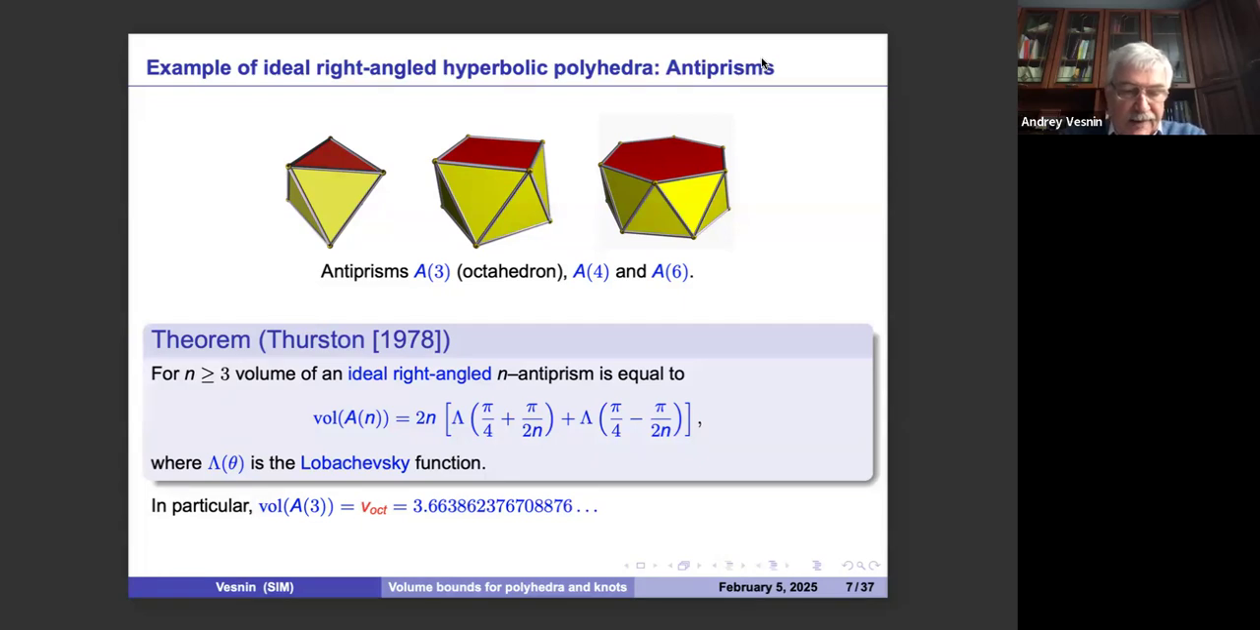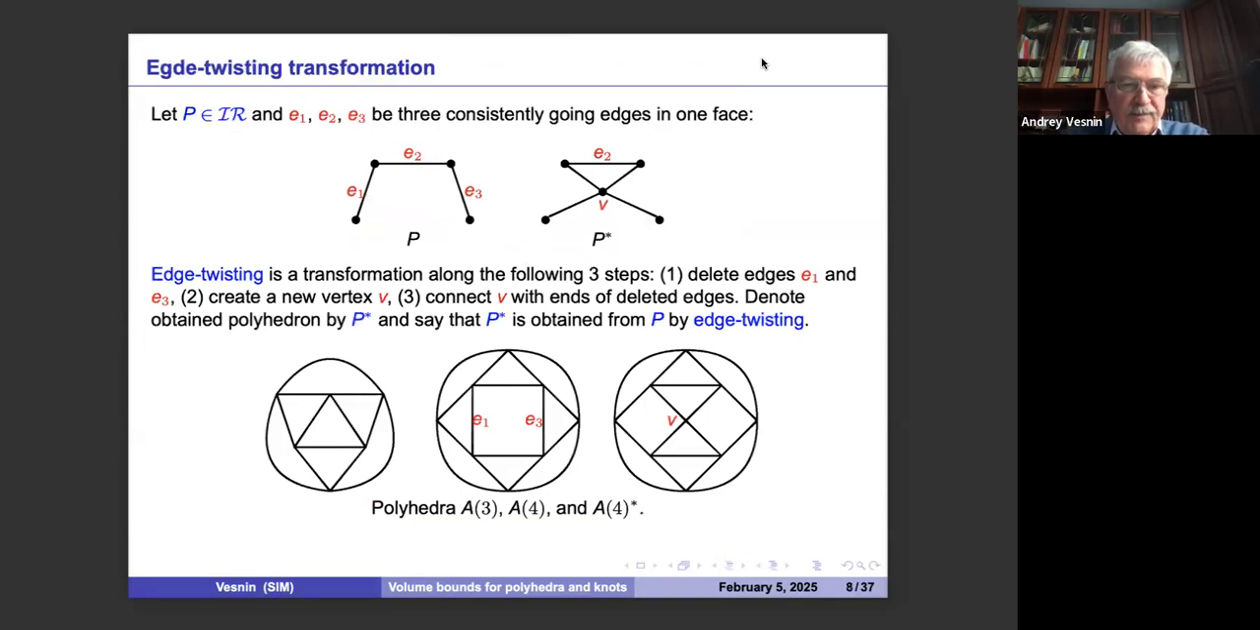The formula is given here. For example, if you consider the octahedron, you'll get just some constant: the volume of the octahedron is 3.66, and so on. So it's just an approximation again. Okay. And what about other polyhedra in this family?